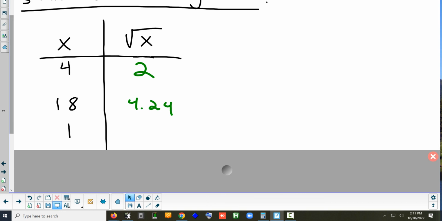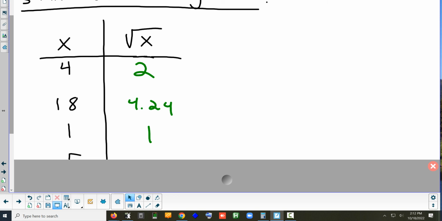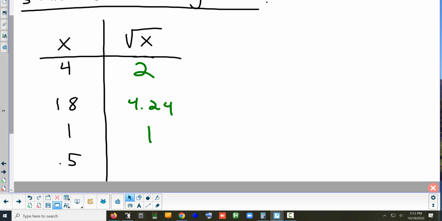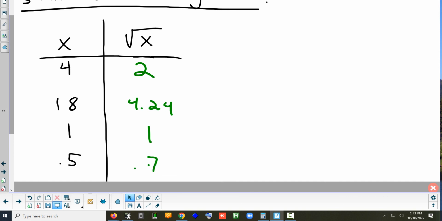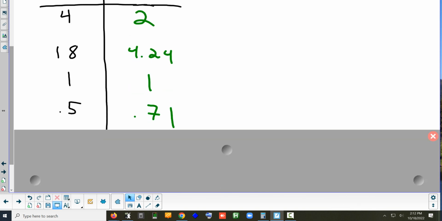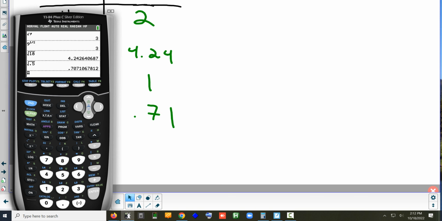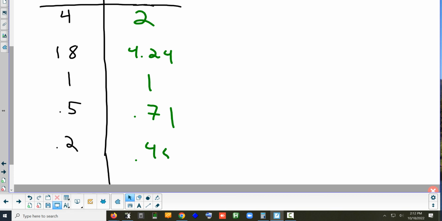How about 1? What's the square root of 1? Yeah, 1. Is that smaller or larger? It's the same. So that time we took a square root and it did not get smaller. All right? So maybe it either stays the same or gets smaller. Let's try 0.5. Square root of 0.5. 0.71. What happened that time? It got larger. Square root of 0.2. Let's try that one. 0.45. What happened there?